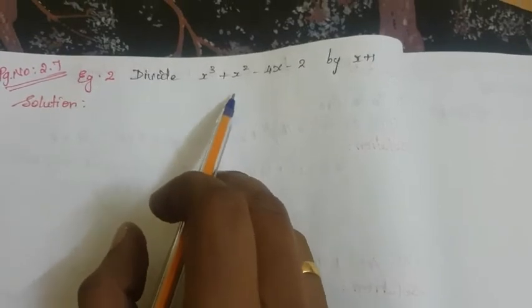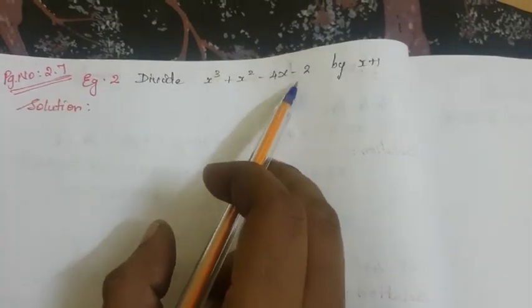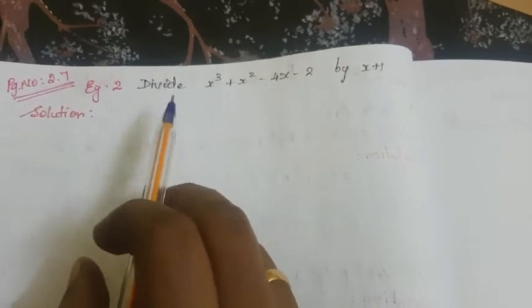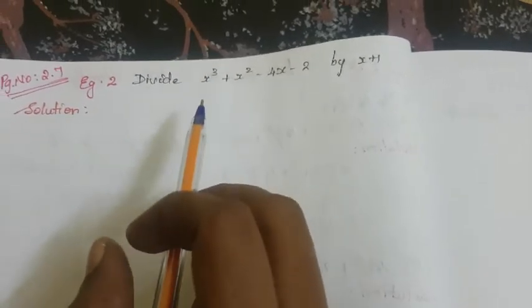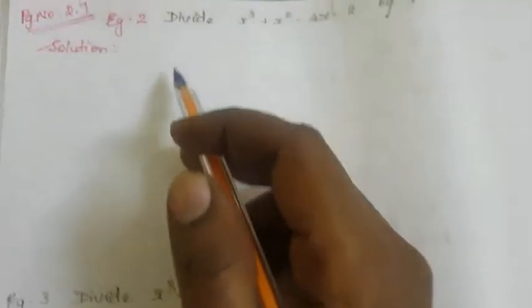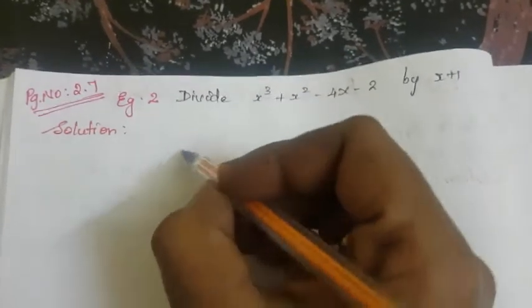Divide x cube plus x squared minus 4x minus 2 by x plus 1. Here they have not mentioned the remainder theorem or the factor theorem. Simply they have given the word divide. So we are going to use the long division method. Using the long division method, we are going to do this sum.